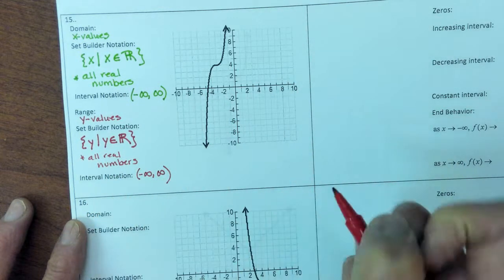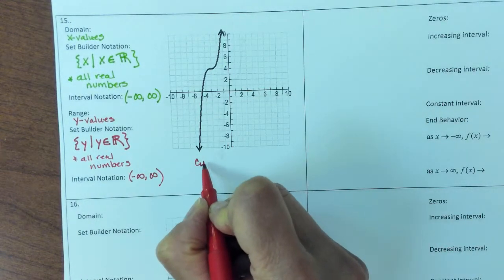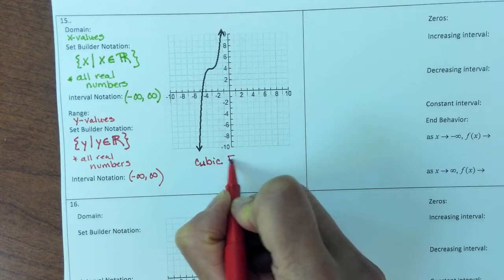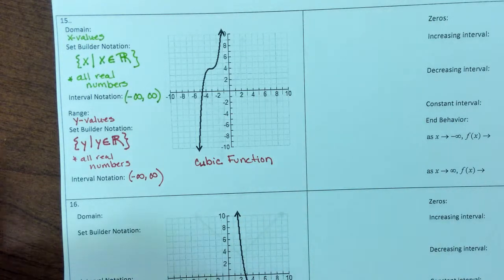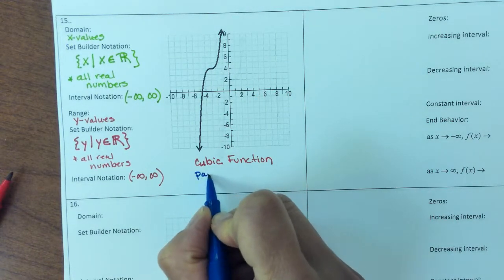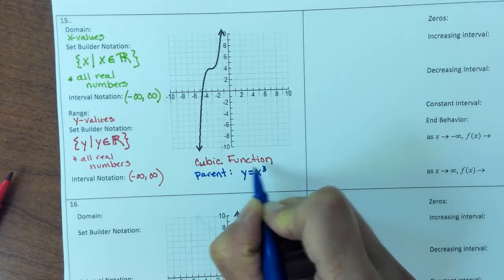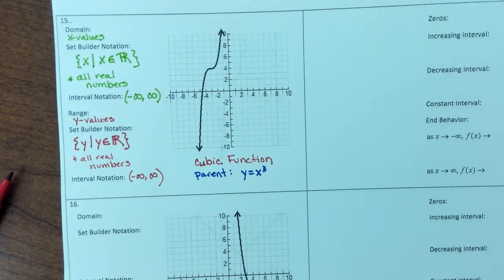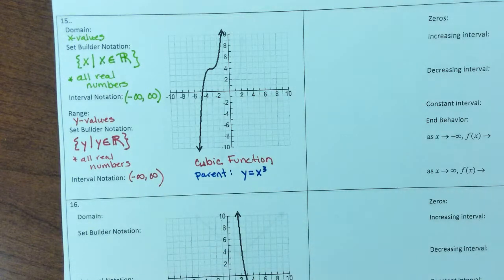For this function, you might recognize it as a cubic function. So let's just write that down here. Cubic function. And I don't know if you remember, but the parent of a cubic function would be y equals x cubed. This is not the equation of that. It's just the family that it comes from. So that's the family of cubic functions. And when we talked about that earlier, we said that for cubic functions, the domain and range are always that.